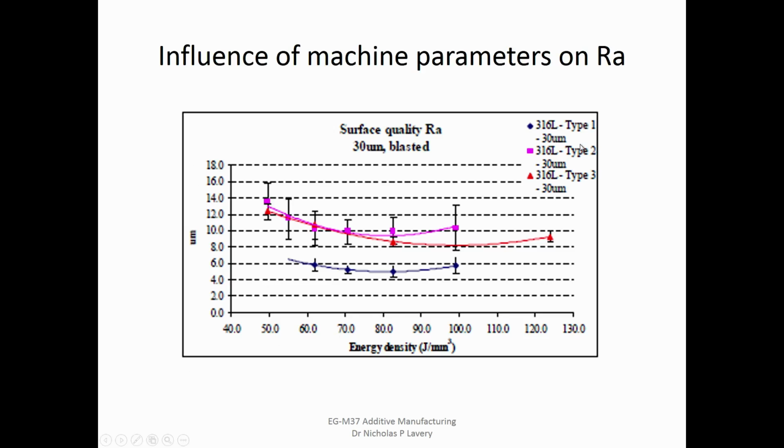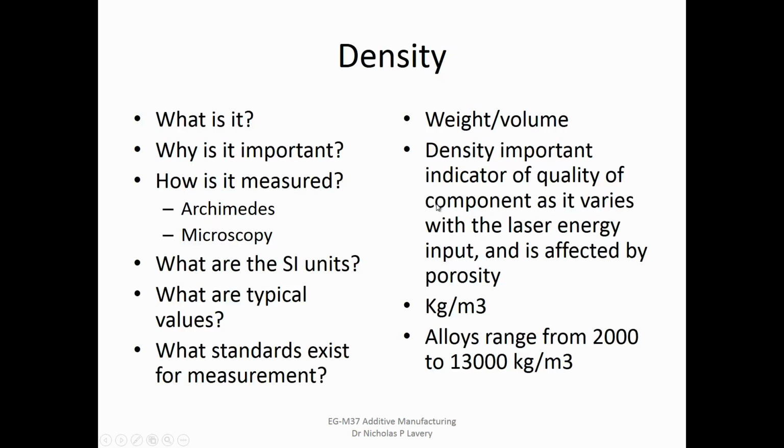You can see here there are three different types of powders with a 30 micron layer thickness. So if you have a coarser powder, you have a higher surface roughness. If you have a finer powder, which is that blue one there, you have a lower surface roughness. So that's surface roughness talked about a little bit.